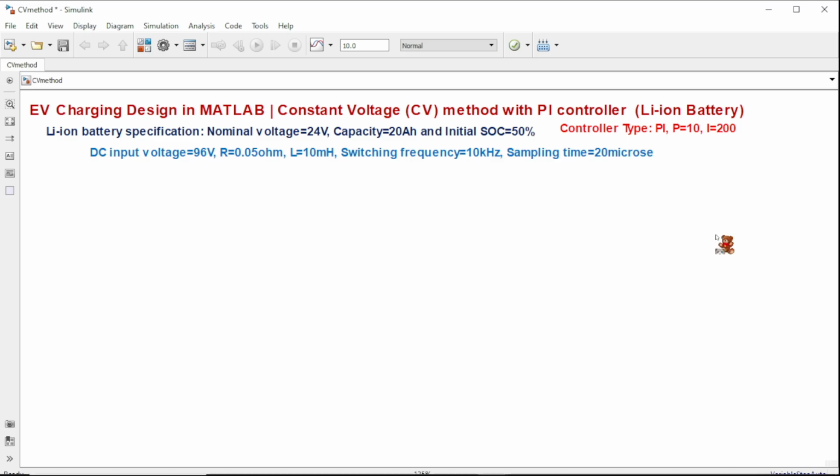In our simulation, we will be using a 96 volt DC input to charge a 24 volt 20 ampere hour lithium ion battery that starts at 50% state of charge. We will set our voltage reference to 26 volt and use a PID controller with P equal to 10 and I equal to 200 to keep the voltage steady.